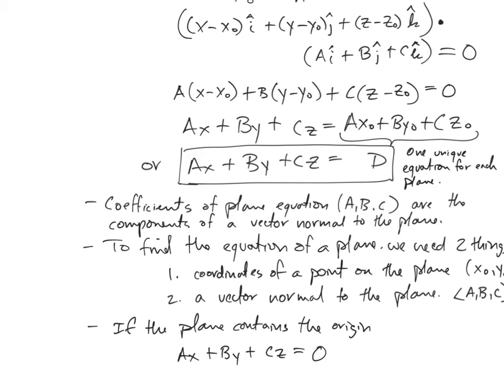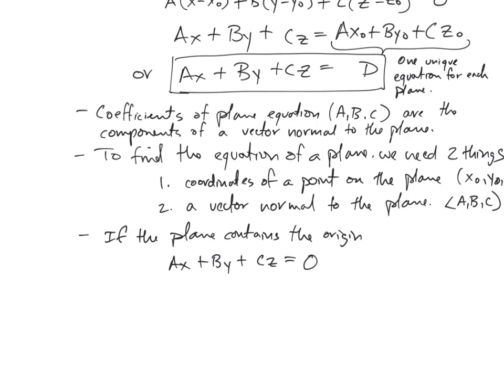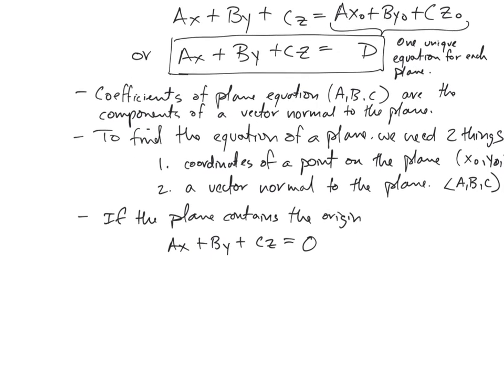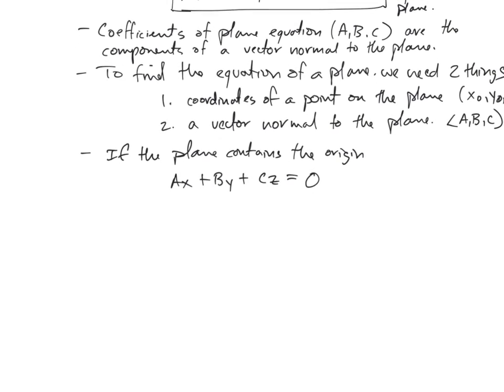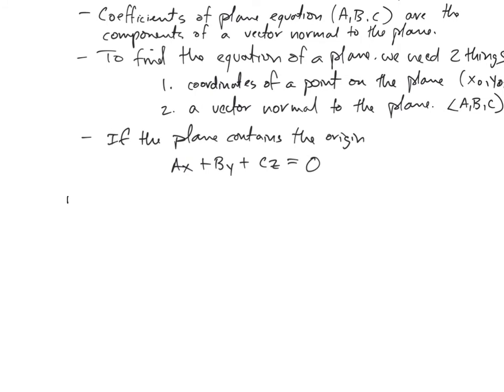Okay, so there's one unique equation that defines every plane in space, but you can use any normal vector for that plane and any point on that plane to write it. Okay, any questions so far about our plane equation? Okay, let's look at a few examples.